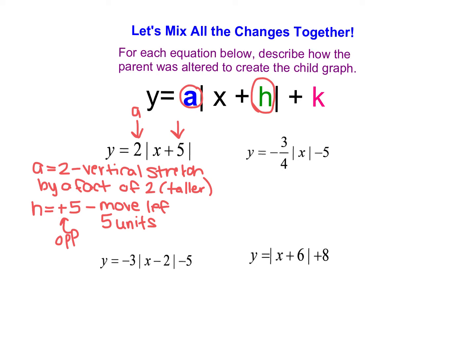So there's our first one. We can see we had an A and an H value, and we can summarize how those values are going to alter the parent graph.